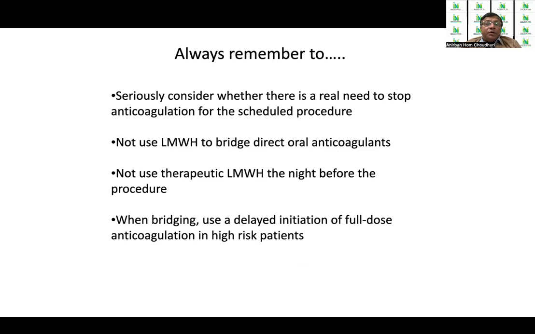Always remember to seriously consider whether there is a real need to stop anticoagulation for the scheduled procedure, on account of both patient-related risk factors and procedure-related risk factors. Do not use low molecular weight heparin to bridge direct oral anticoagulants. Do not use therapeutic low molecular weight heparin the night before the procedure; always use prophylactic. And when bridging, use a delayed initiation of full dose anticoagulation in high risk patients.